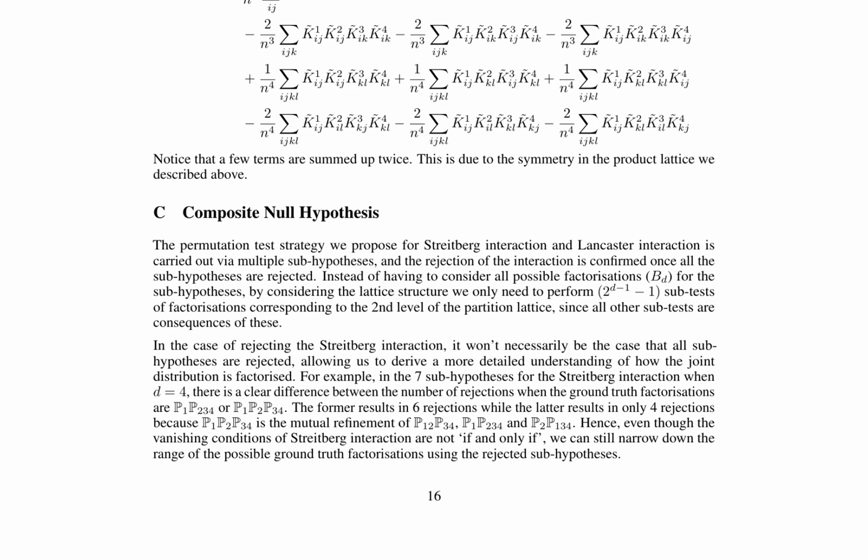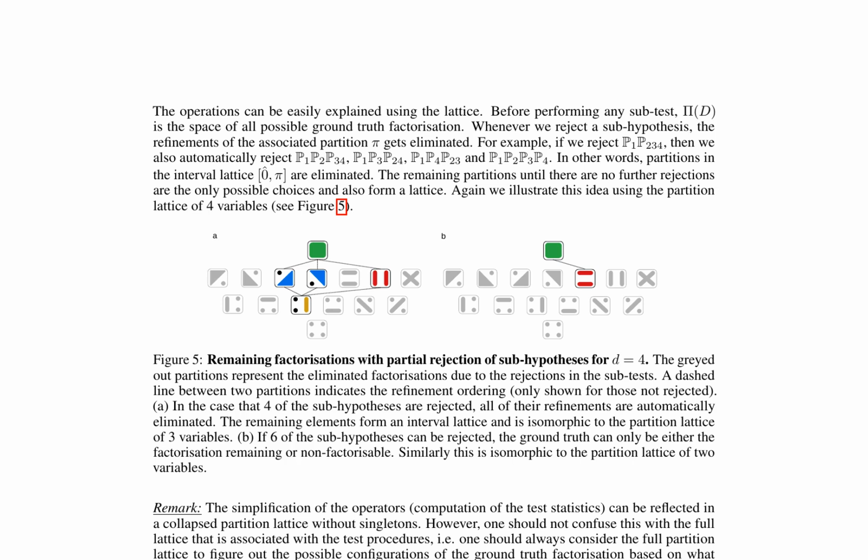Streitberg interaction. In the context of factorization, the space of all possible ground truth factorizations is denoted by pi d. When performing subtests, rejecting a subhypothesis eliminates the refinements of the associated partition pi. This is illustrated by the partition lattice of 4 variables, shown in Figure 5. The lattice structure arises from the refinement ordering, indicated by dashed lines.